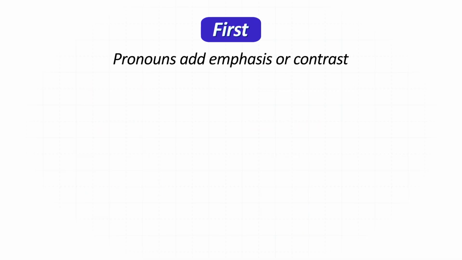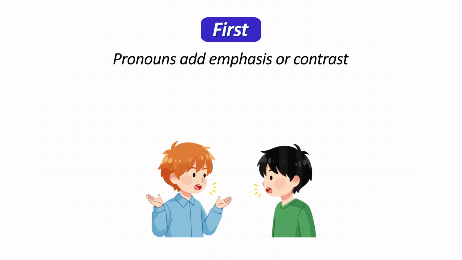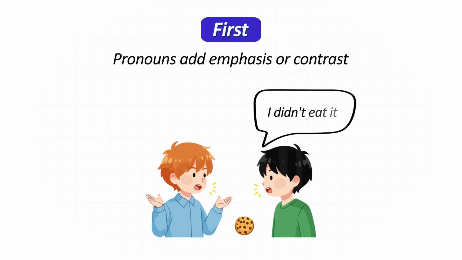First, pronouns add emphasis or contrast. Imagine you and your friend are arguing about who ate the last cookie. In English, you might say, I didn't eat it, stressing the word I. In Spanish, you'd add the pronoun for that same emphasis. Yo no me lo comí. The yo makes it clear, I'm the one who didn't eat it. Without the yo, the sentence just means didn't eat it, which is still grammatically complete but lacks that emphasis.